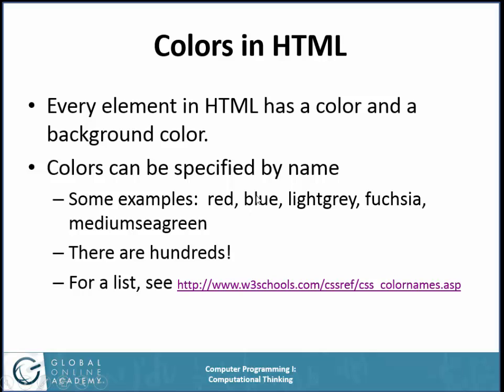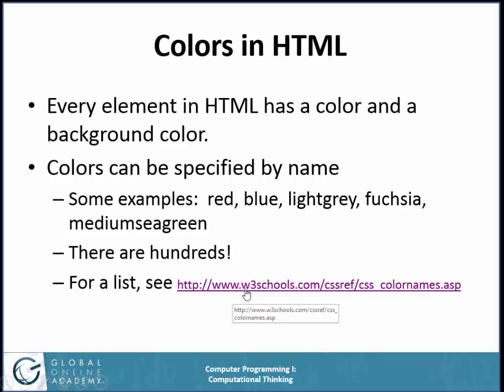If you specify them by name, there's some names that are real obvious, like red and blue and gray and yellow and black. There's some that are modified, like light gray, there's a light blue, there's a dark red. There's some that are more fancy colors like fuchsia. And then there's some that are really long names like medium sea green. There are hundreds of these. You're never going to remember them all. For a list, you can look at this link, and I'm going to go to it in a second.